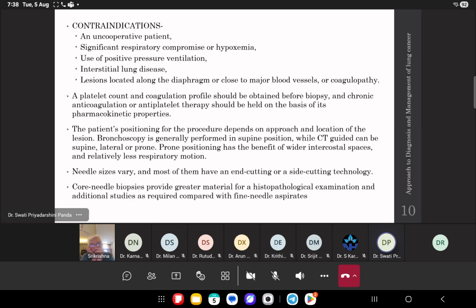A platelet count and coagulation profile should be obtained before the biopsy, and chronic anticoagulation and antiplatelet therapy should be withheld on the basis of its pharmacokinetic property.